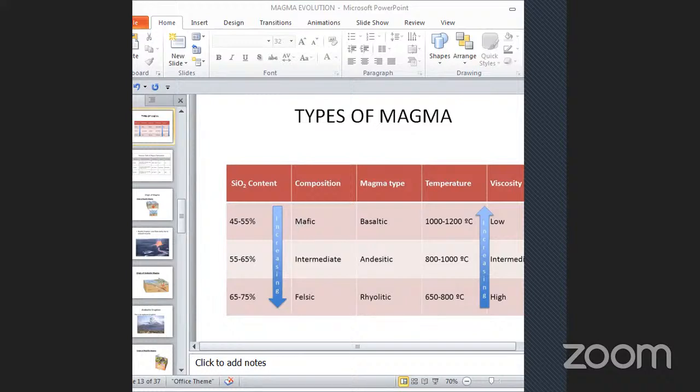So, it is not as fluid as water. Once basaltic magma cools down, it becomes basaltic rock. Basaltic magma is also known as mafic lava, right? Mafic lava.